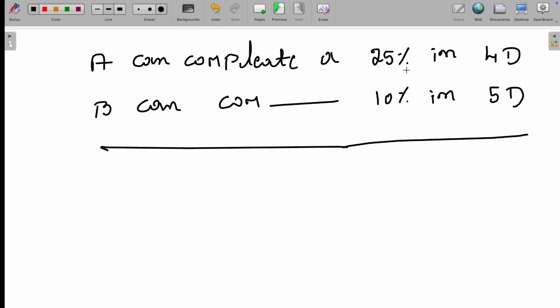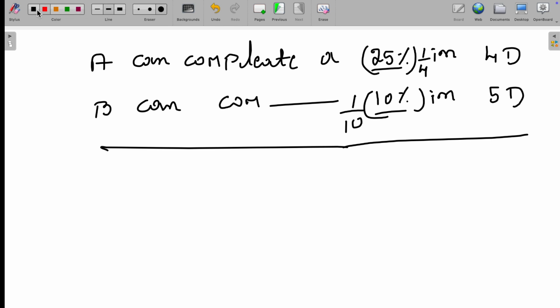Total job. Sometimes they may give it in percentage, sometimes they may give a fraction also. Instead of 25%, they will give 1/4 of the job. Clear? Instead of 10%, they may give 1/10 of the job. Same question. Now see how to solve it.